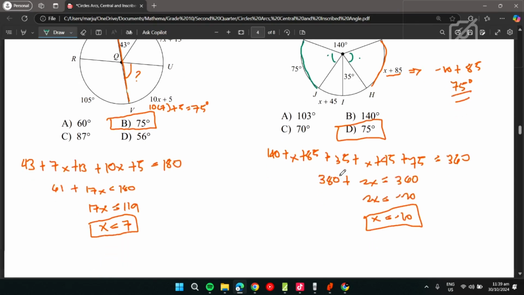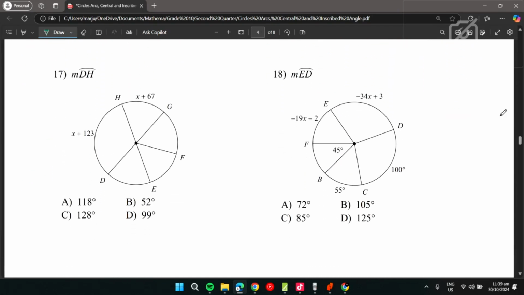Alright. Number 17 and 18. We are asked to find the measurement of the arc DH. Asan yung DH? Eto. Anong measurement nito? Anong measurement niyan? Try to check daw.